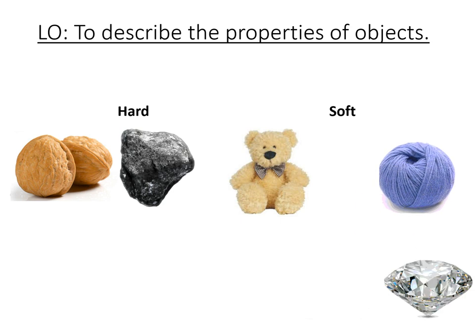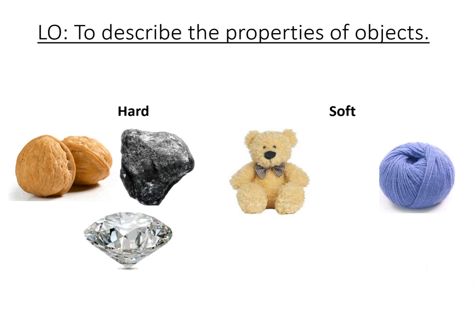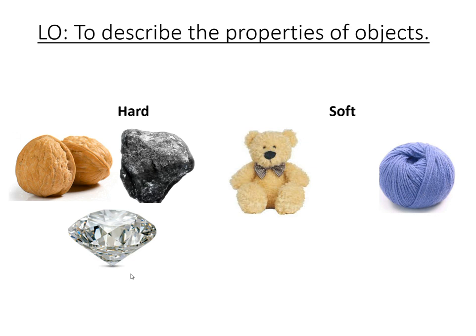And then our last one, a diamond. So if you were lucky enough to have a diamond, do you think that's hard or soft? Brilliant, and that's actually hard. And not only is it hard, but diamond is the hardest substance known to man, naturally occurring.